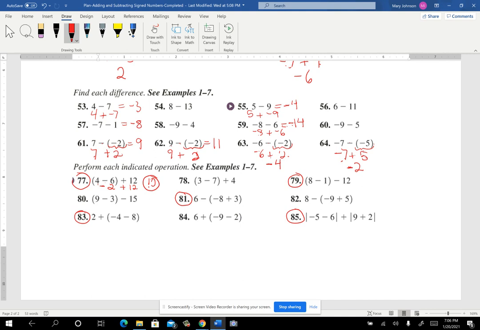All right, so let's look at 79. We would do the 8 minus 1 and get 7. Then we have to take away 12. So it's like you have $7, but you owe $12. So you can pay off $7 of that debt, but you're still going to be in the hole 5.